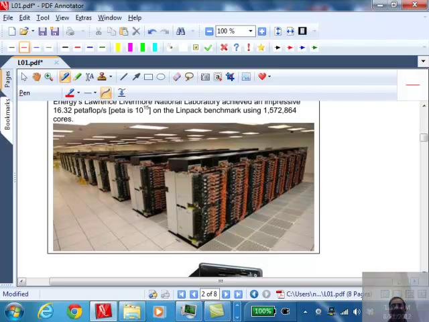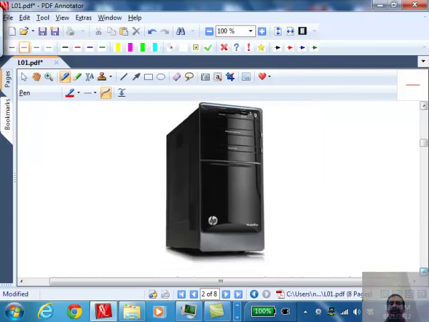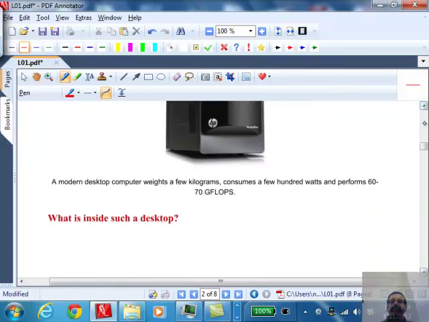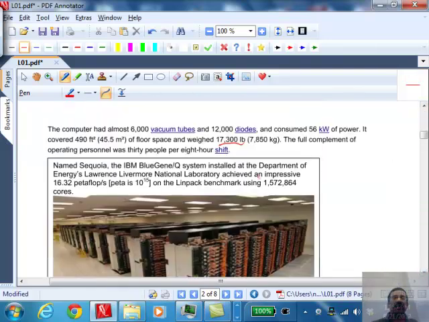In 1 second, they can do, where do I have the numbers? I wrote down somewhere. Here, 1.5 million cores. That's the number of processors that they have. And it can do 16.3 petaflops. You know what a petaflop is?